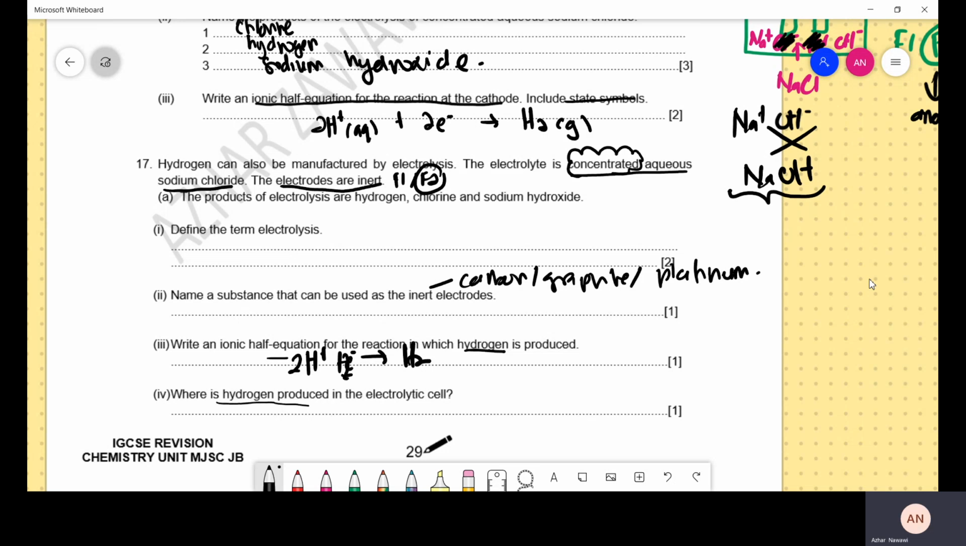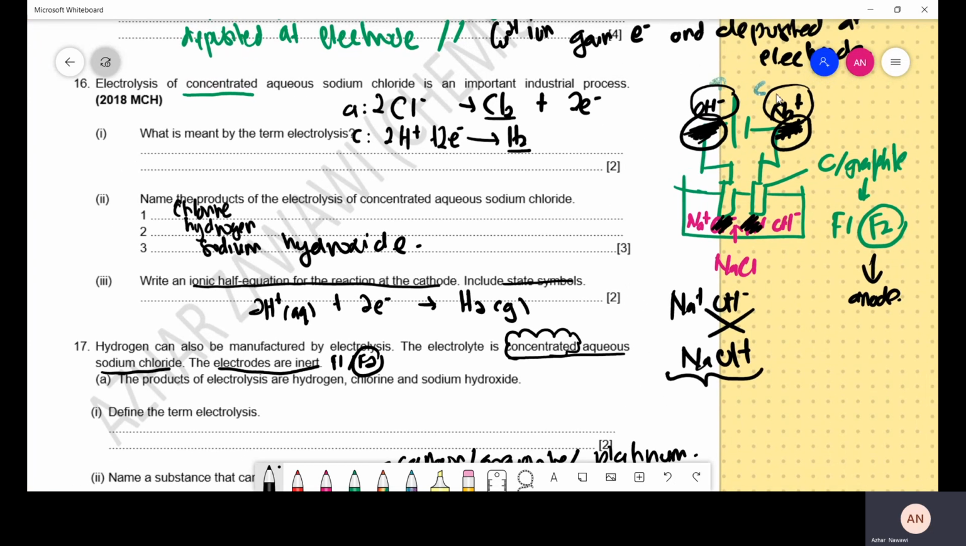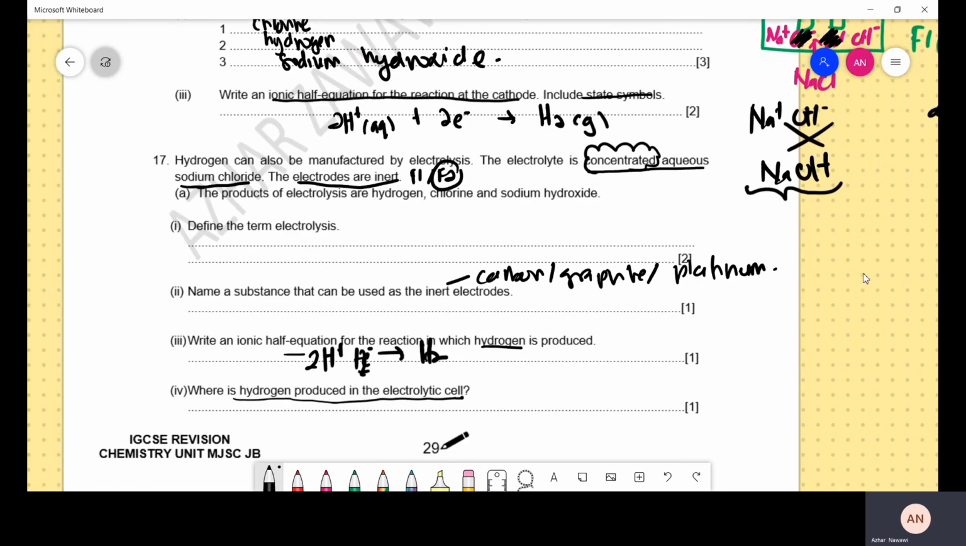Where is hydrogen produced in the electrolyte itself? Where means anode or cathode? If you don't remember, check the diagram. That's why the diagram is very important. Hydrogen is at the cathode. So your answer should be at the cathode.